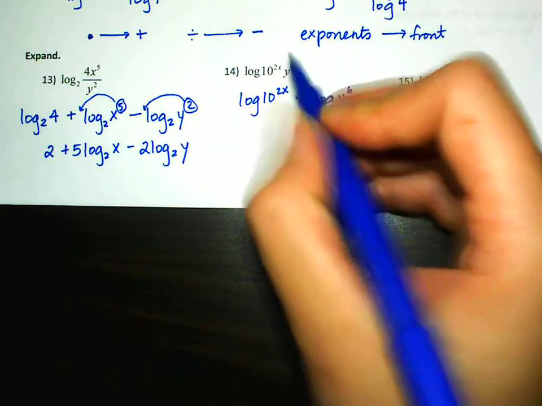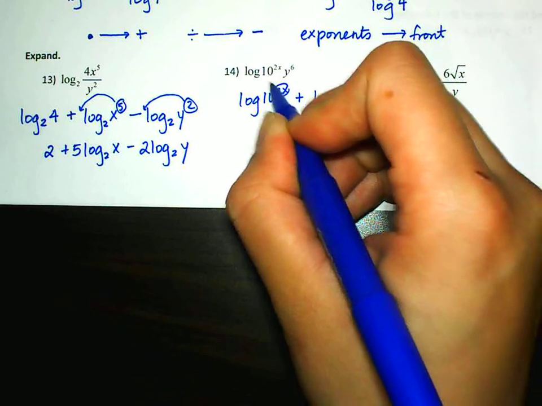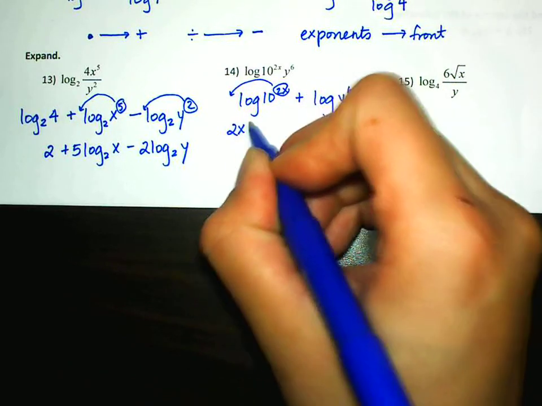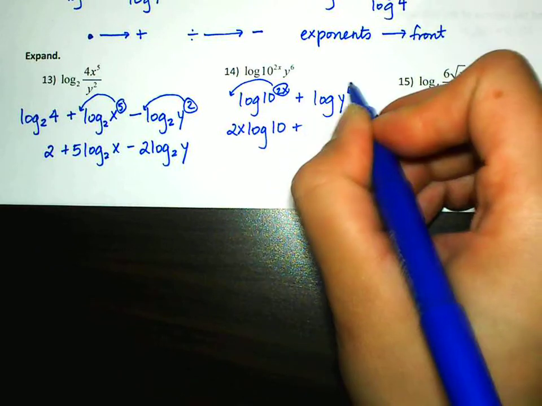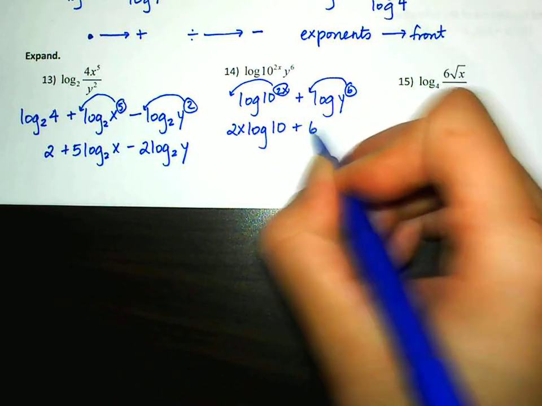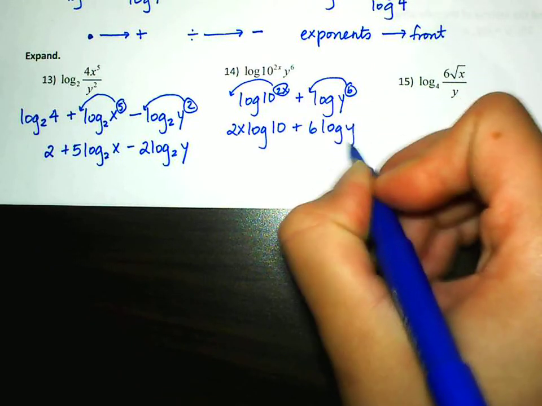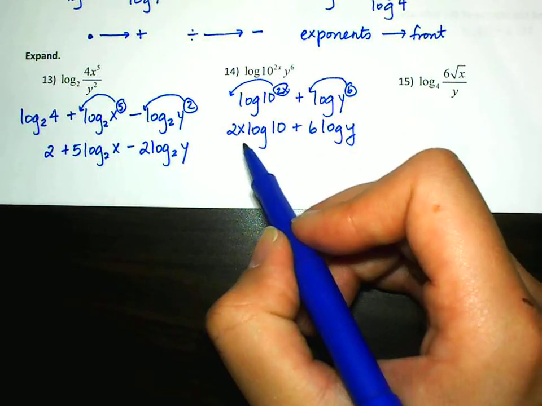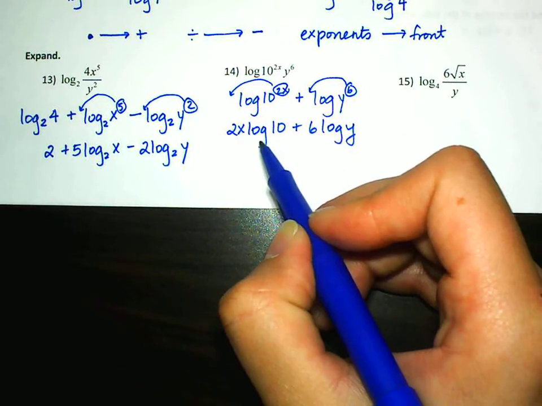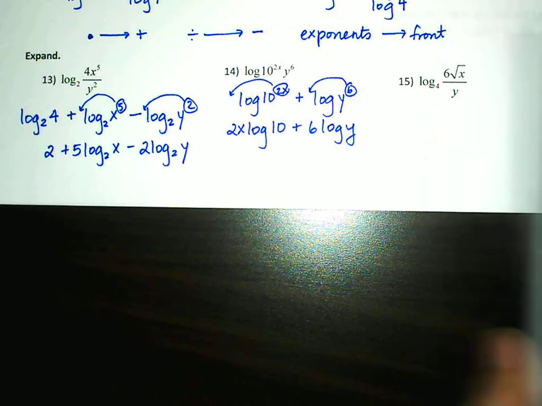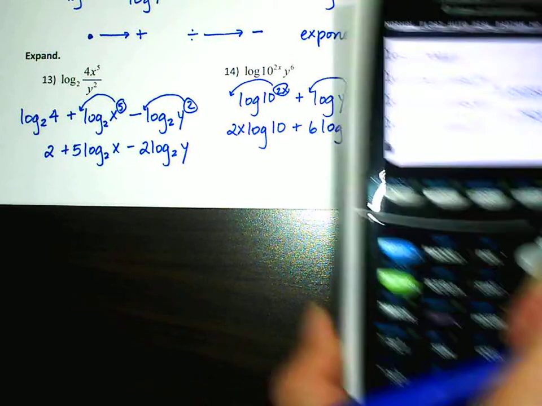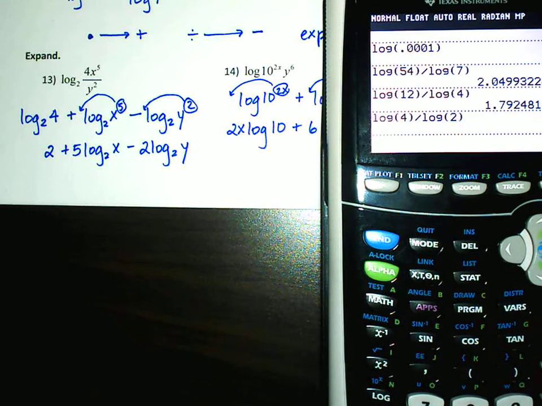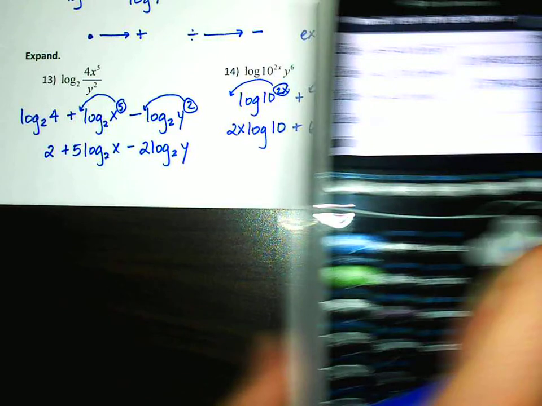I'm going to move my exponents in front, so 2x goes right in here, 2x log 10 plus the 6 goes right in front as well, 6 log of y. Alright, so notice there's 2x times log of 10. Remember, this is base 10. 10 to what power is equal to 10? That equals 1. Alright, so let's double check that. Log of 10. That equals 1.